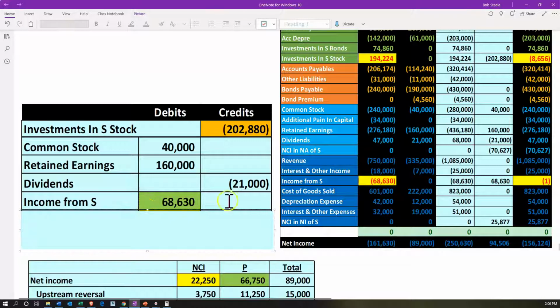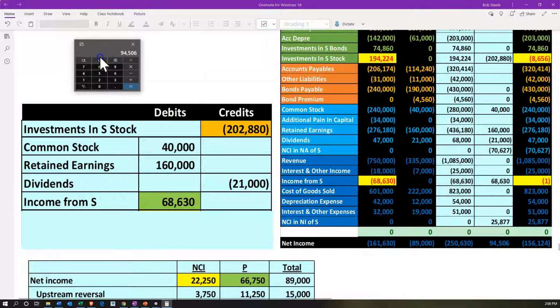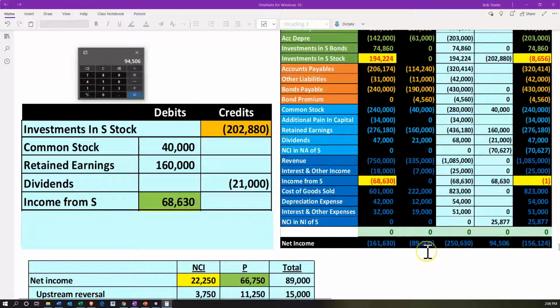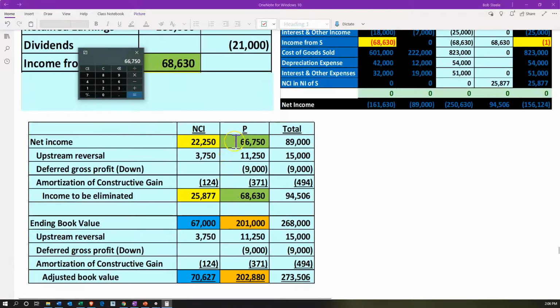We typically then go to the income from S. Income from S at that 68,630. Oftentimes, we've been thinking about this in terms of allocating the 89,000 down here of the net income for S, which would typically be our journal entry, 89,000 times the 0.75 controlling interest. That would be the 66,750. That was what we would normally do. That's in our table, though. Here's our table. But then we adjusted it to that 68,630.